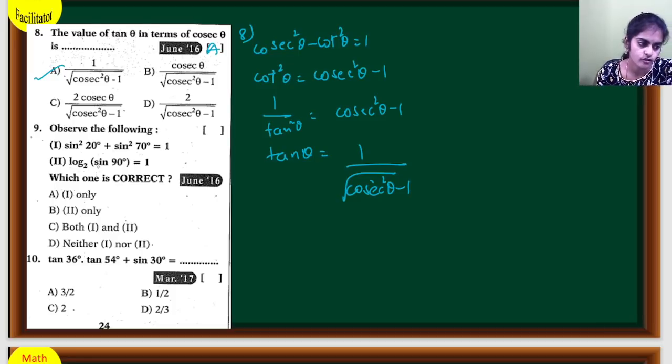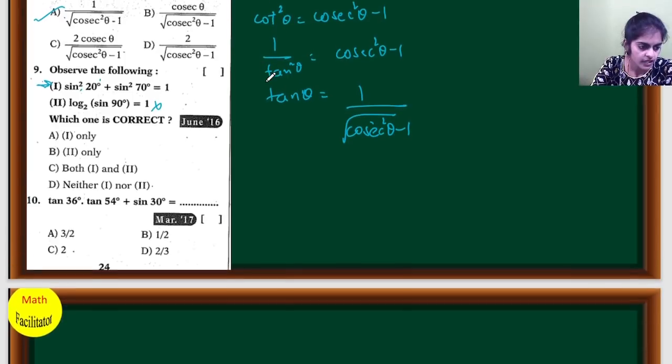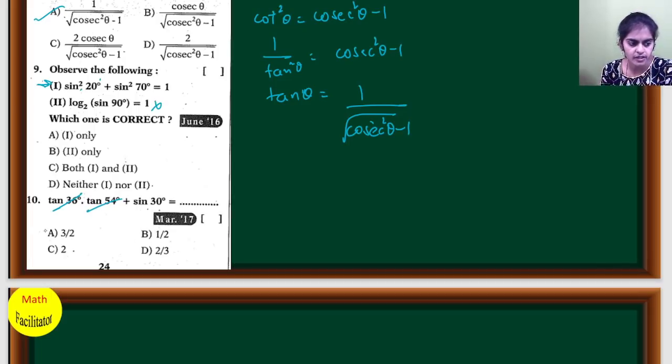Observe the following and you have to say which one is correct. Sine 90 is 1. So log 1 is wrong. This is wrong. So only 1 is correct. And this is complementary angle. Sine square 20 plus sine square 70. Okay. This is also complementary angle. So here tan 36, tan 54. This you can write as cot 54. These two will get cancelled, sine 30. So 1 plus sine 30. 1 plus 1 by 2, you will get 3 by 2 here. Okay. So let's proceed to the next question now.